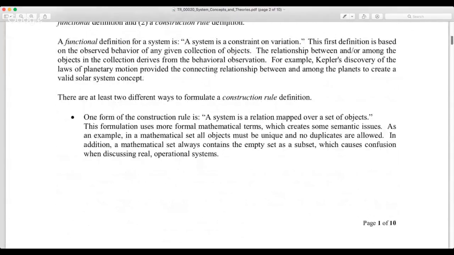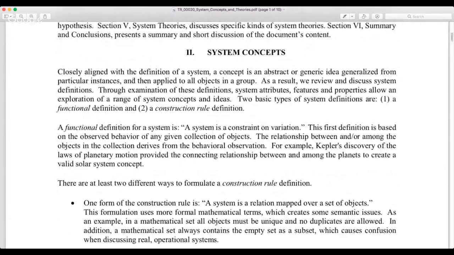The functional definition is from a fellow at the Free University in Brussels. Halligan, I think, is his name.